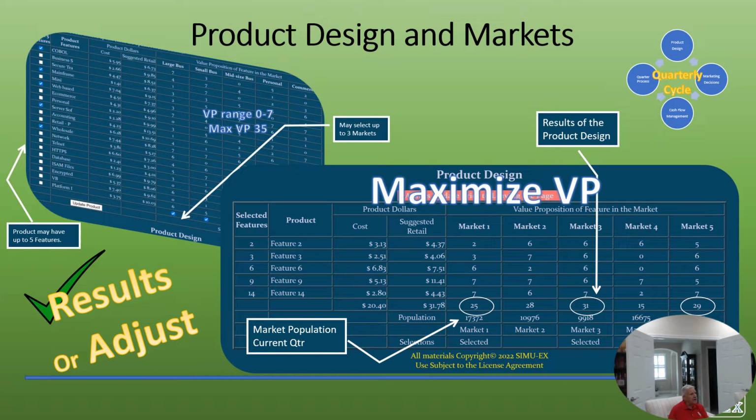It then indicates the markets that you have selected and the value proposition. As you can see, circled in the elements here represents the value in that market. For example, in market 3, the value of the product you created has 31 out of a possible 35, which means that's very, very good. Now, there may be other markets for the features you've selected that are higher, but if you notice, markets 2 and 4 have lower value propositions than market 3.